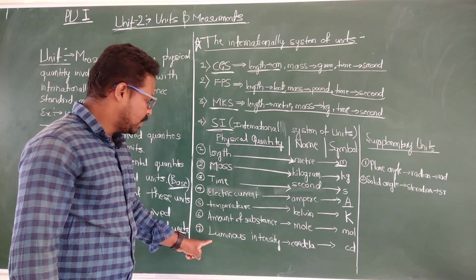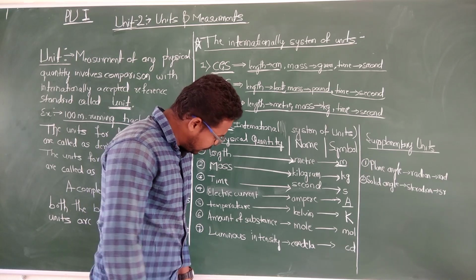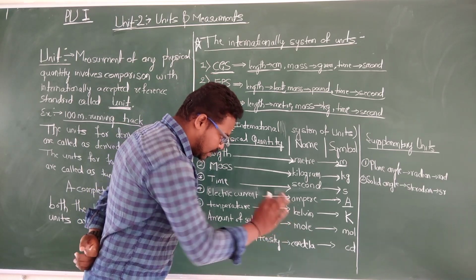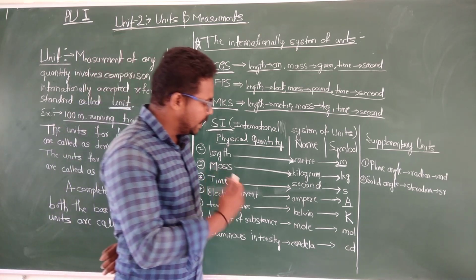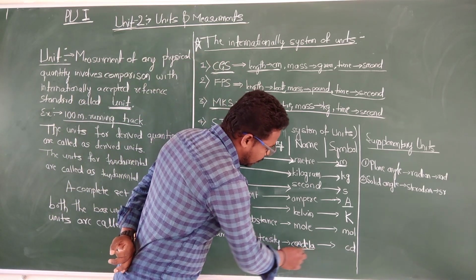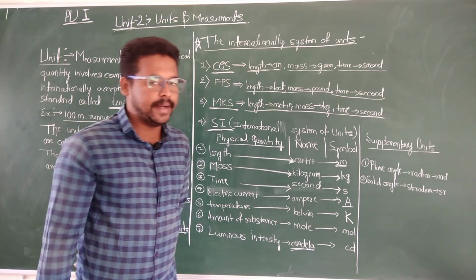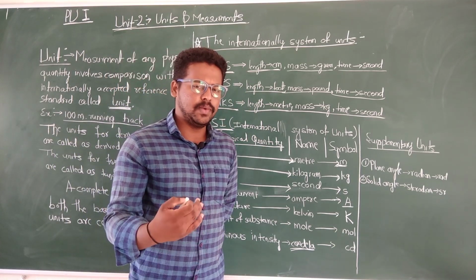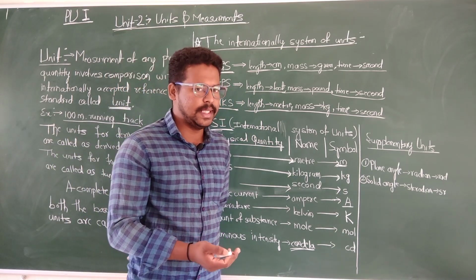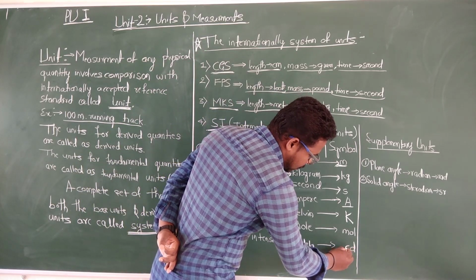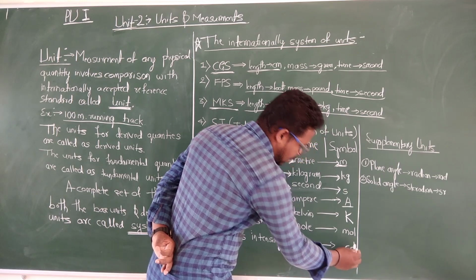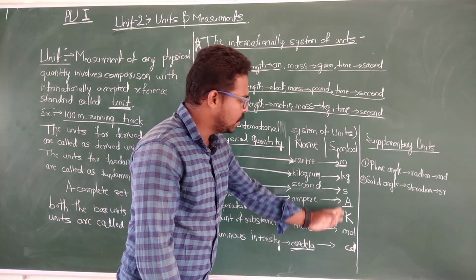Okay, the last one is luminous intensity. The luminous intensity physical quantity is measured in candela. It is denoted by small c and d, cd. So these are the important ones to be remembered.